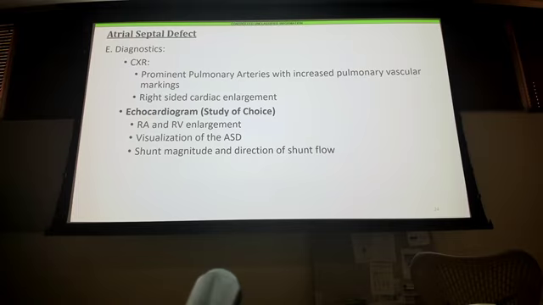Chest x-ray may be completely normal. If you have a large ASD, you may see signs and evidence of pulmonary congestion and those types of things, but they typically may not be diagnostic in your patients with ASDs. But your test of choice is going to be your echocardiogram because you're going to be able to visualize that atrial defect. You're also going to be able to visualize the degree, or get an estimation of the degree, of that shunting from the left to the right.